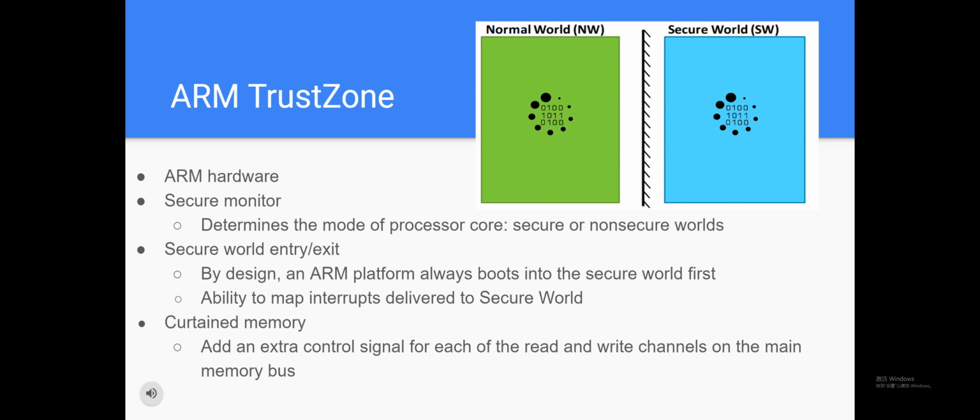The third feature is curtain memory. At boot time, the software running in the secure monitor can allocate a range of physical addresses to the secure world only, creating the abstraction of curtain memory. It is the memory inaccessible to the rest of the system. For this, ARM adds an extra control signal for each of the read and the write channels on the main memory bus.